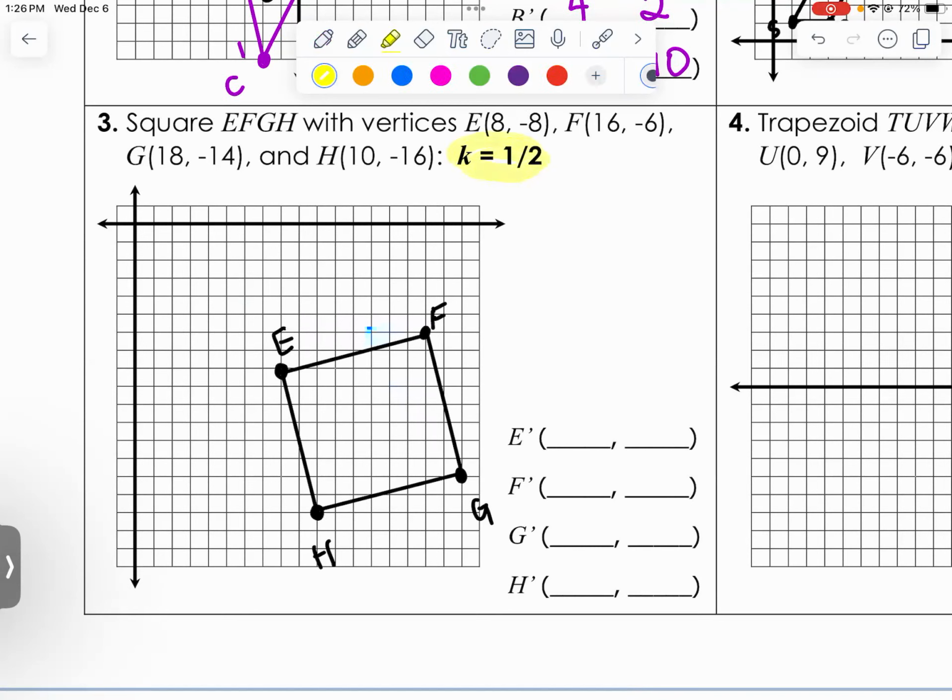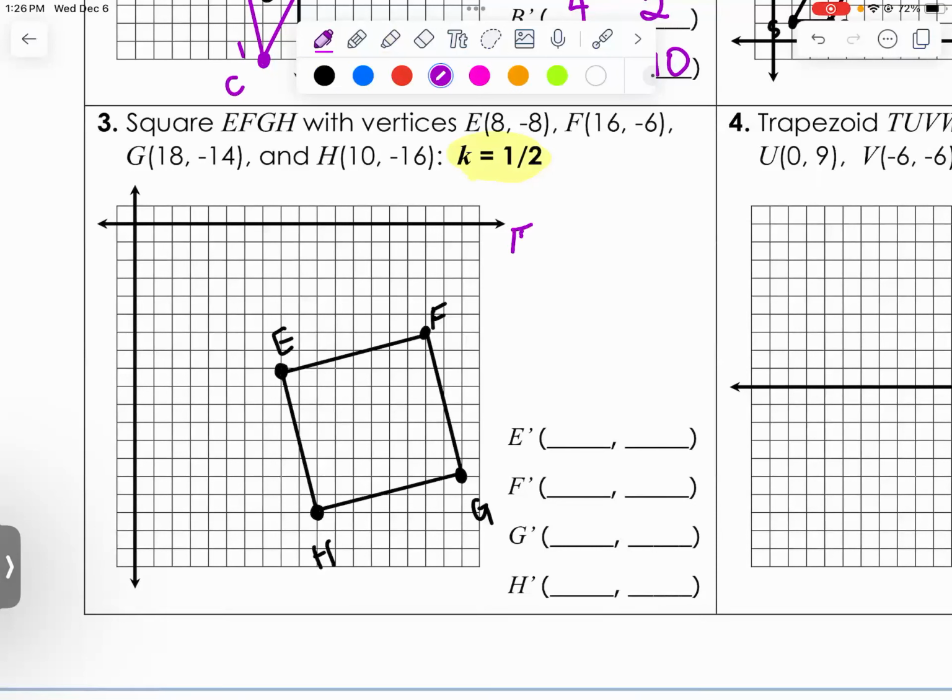What does the scale factor tell us in number 3? It's half, which means, Kanaya, are we getting smaller or bigger? We are going to get smaller, okay? Now, we are going to take each of these coordinates, Peyton, and we're going to multiply them by 1/2.